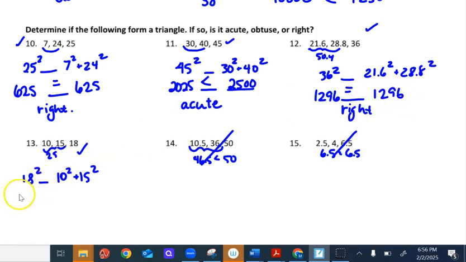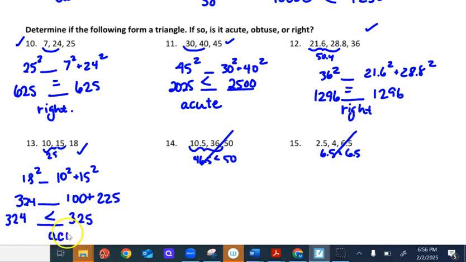And the last one, we have 324 and 100 plus 15 squared, 225. So we have 325 compared to the other side of, oops, I wrote that wrong, didn't I? Of 325, this side was actually a 324. So the c squared is less than the sum of the a squared plus the b squared. So this is another acute triangle.